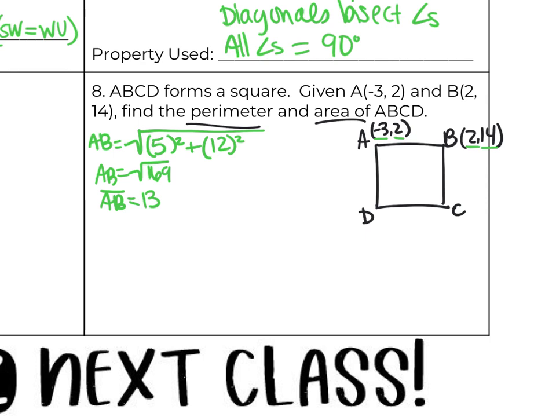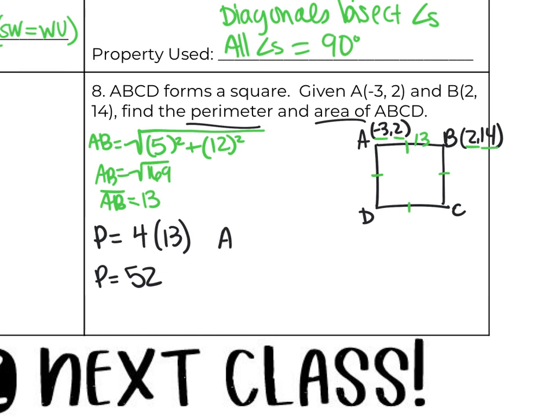So that means AB is 13, but it's also congruent to all of the other sides. I'm going to start with the perimeter. Probably the easiest way is just to do 4 times 13, because there's 4 sides and they're all going to equal the same thing. So that gives us a perimeter of 52.